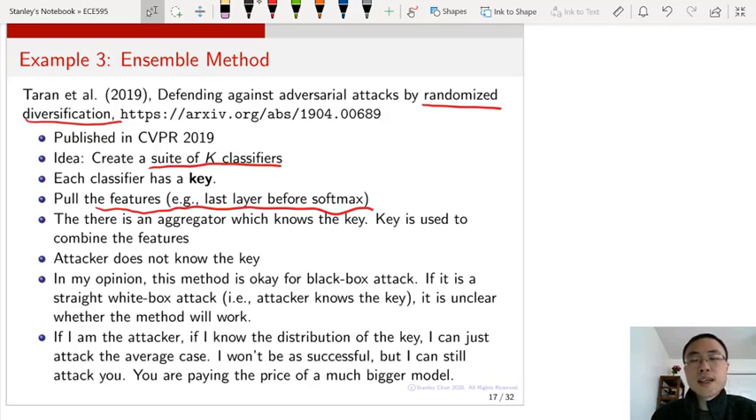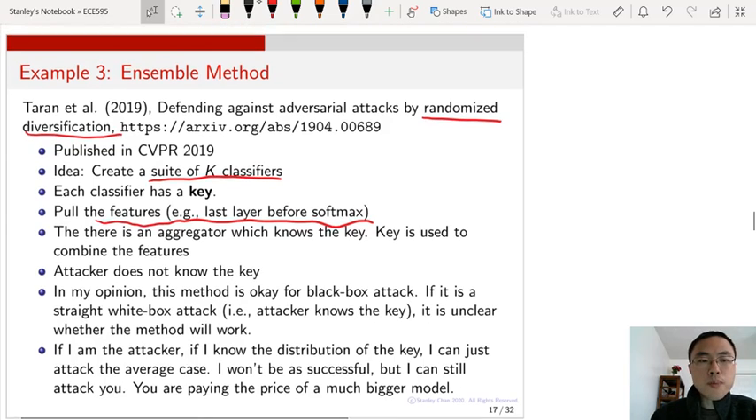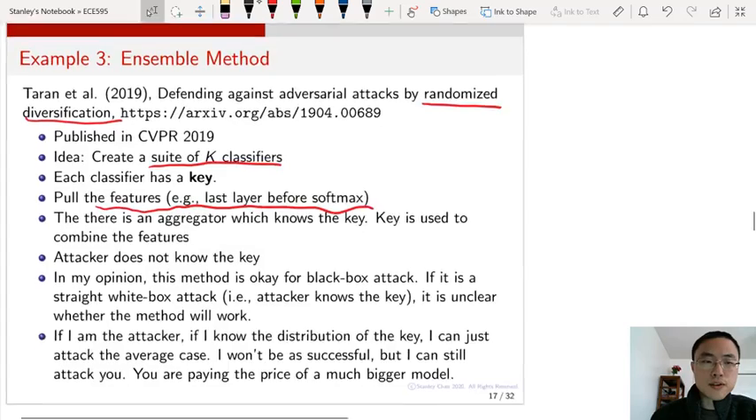Then I can just take the average of all these keys, and attack your average. Now, I may not be as effective as if I knew the key. However, I can still attack your average case. In many situations, if I can increase my attack strength by a little bit, I usually can attack your system. And so this is a potential drawback of the ensemble method.